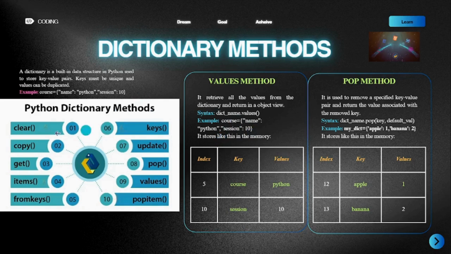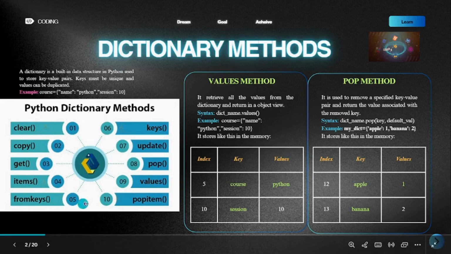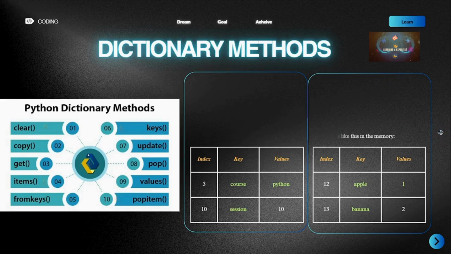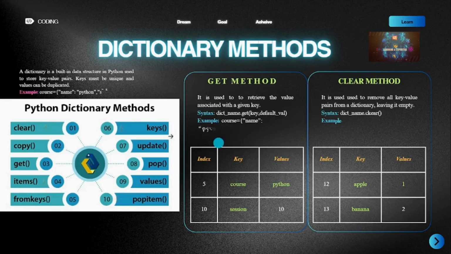In Python, we have multiple methods of dictionaries like clear, copy, get, items, fromkeys, popitem, values, pop, update and keys. In today's session, we are going to learn a few of the methods of Python dictionaries such as values, pop, clear and get method in Python.